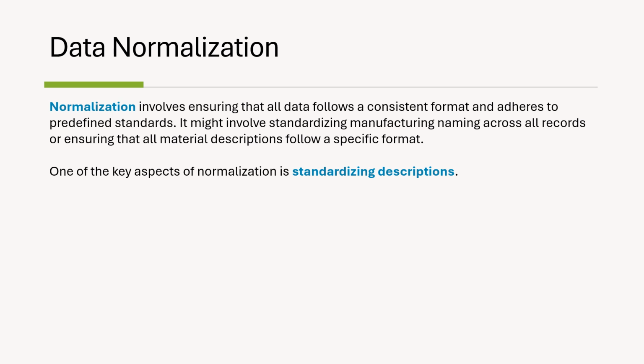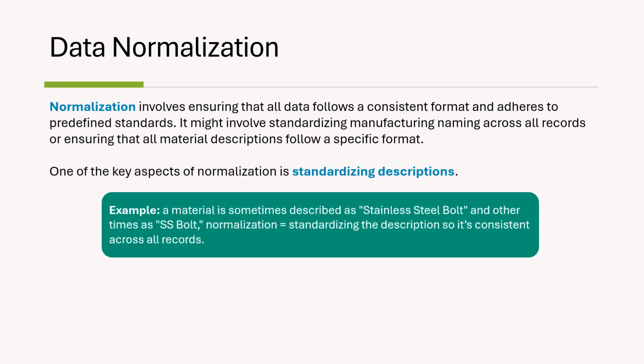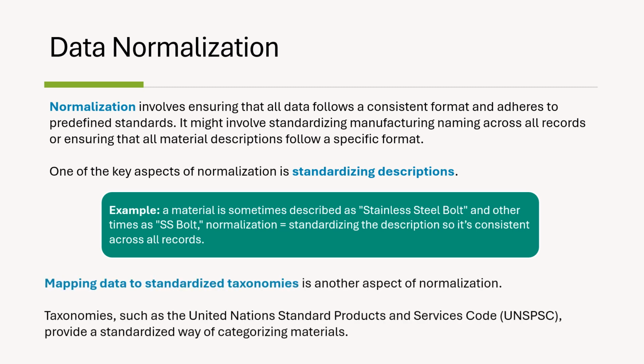One of the key aspects of normalization is standardizing descriptions. This is important because it ensures that your data is consistent and easy to search. For example, if you have a material that is sometimes described as stainless steel bolt and other times as SS bolt, normalization would standardize the description so that it's consistent across all records. Mapping data to standardized taxonomies is another critical aspect of normalization.